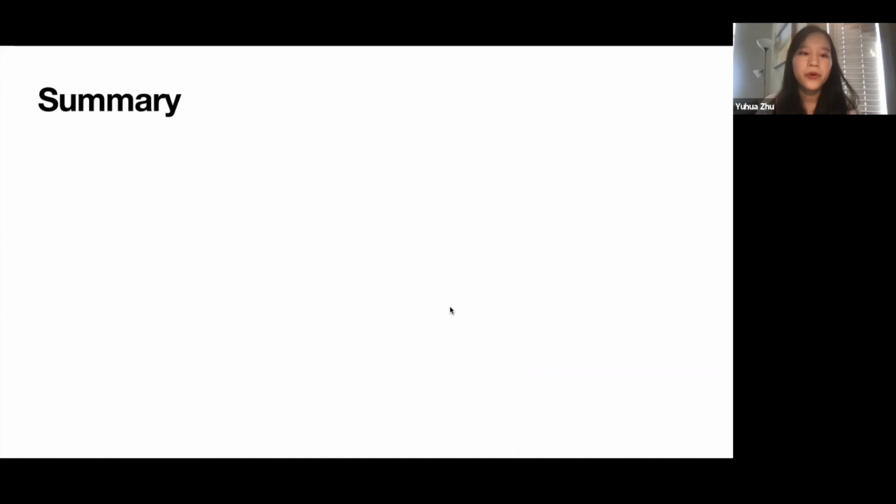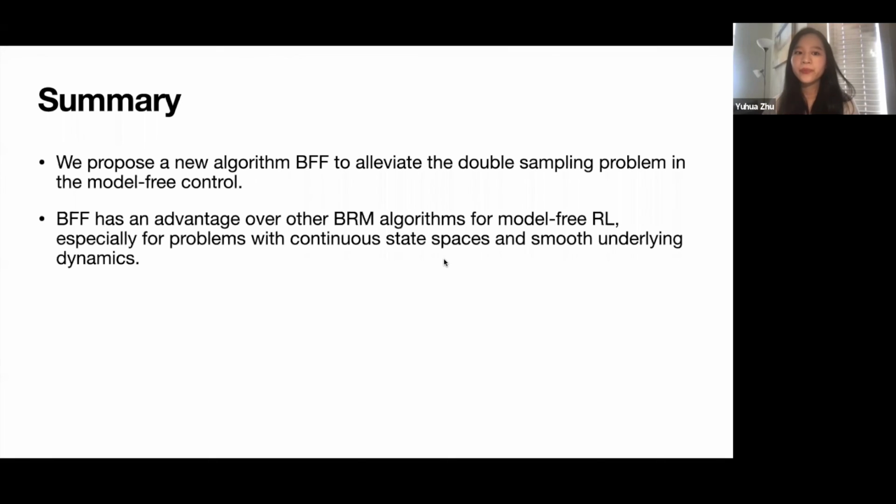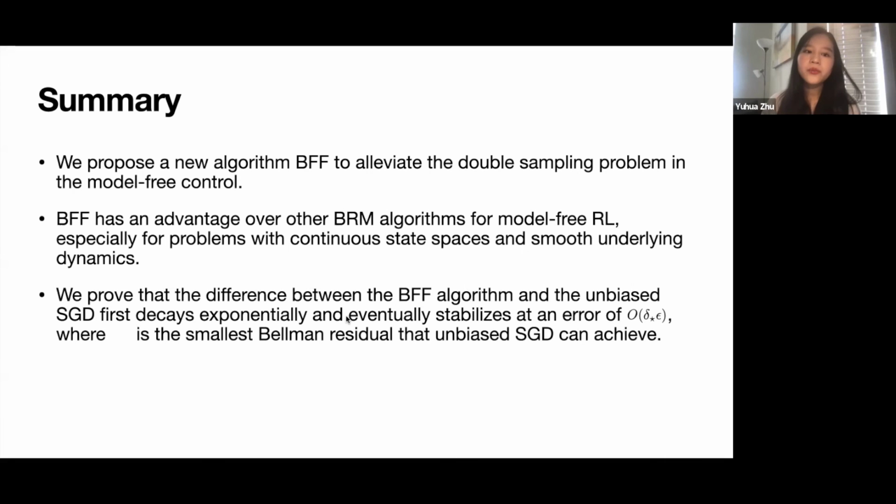So here is a summary. First, we propose a new algorithm to alleviate the double sampling problem in model-free control. Second, we can see that this method outperforms other methods, especially in the case where the state space is continuous and underlying dynamics is smooth. Third, we also give this algorithm some theoretical guarantees.